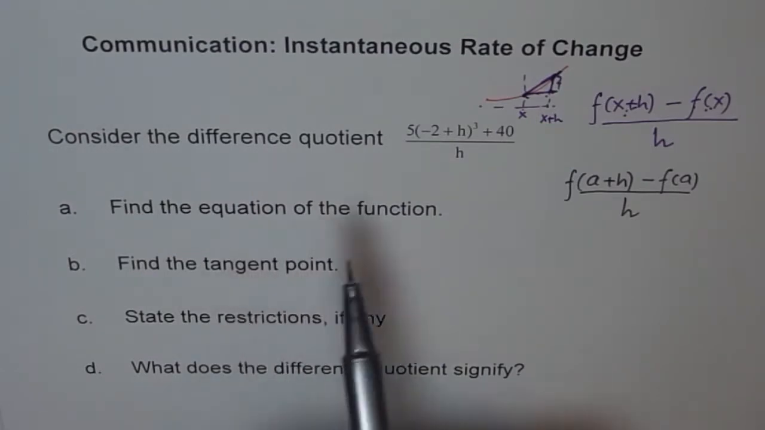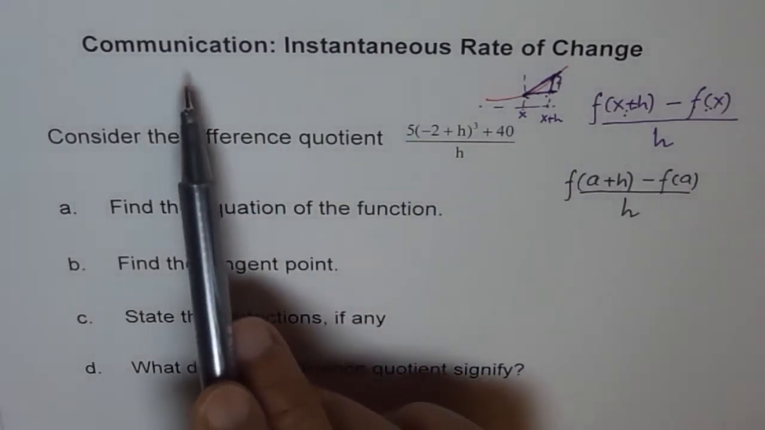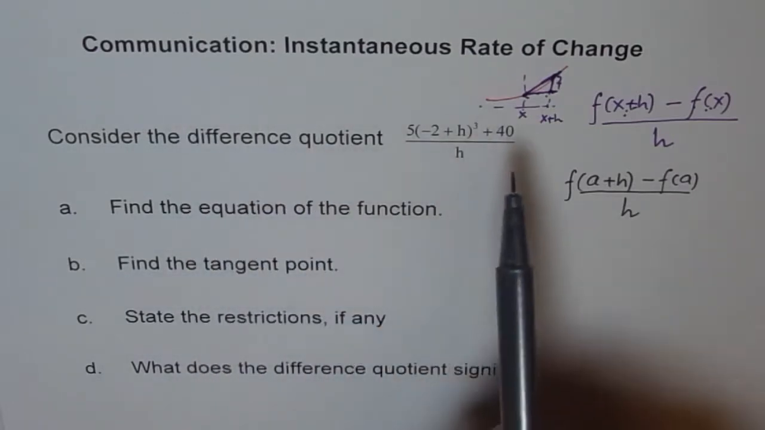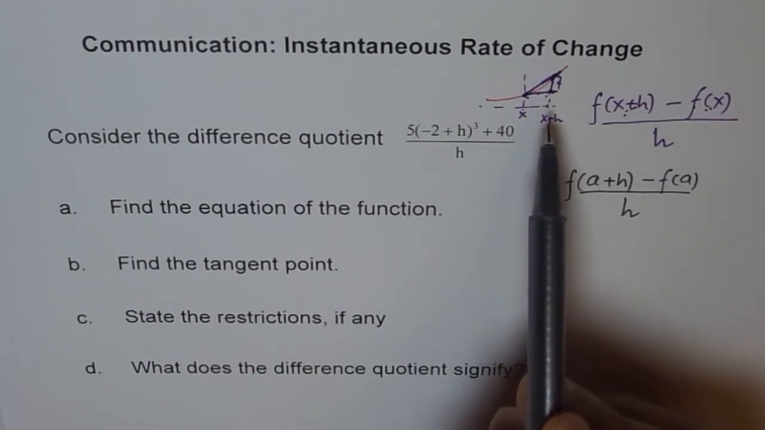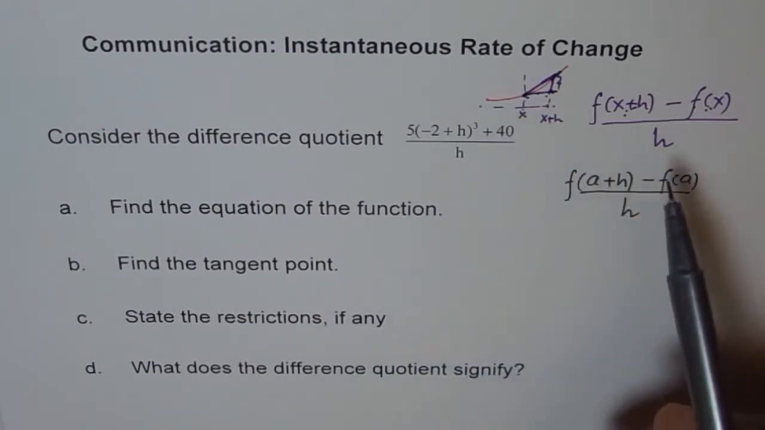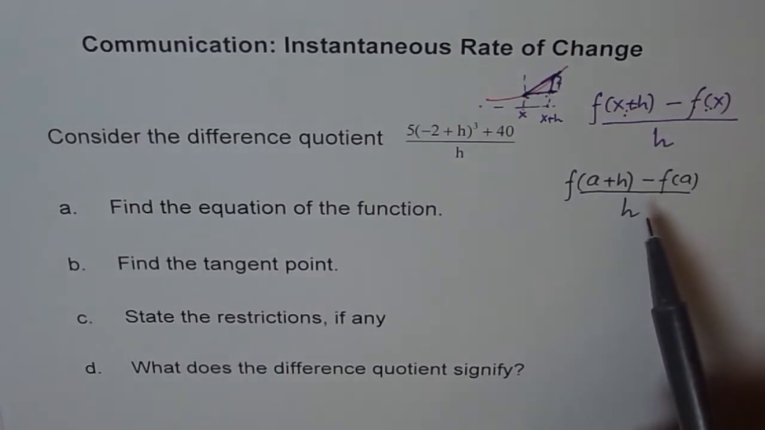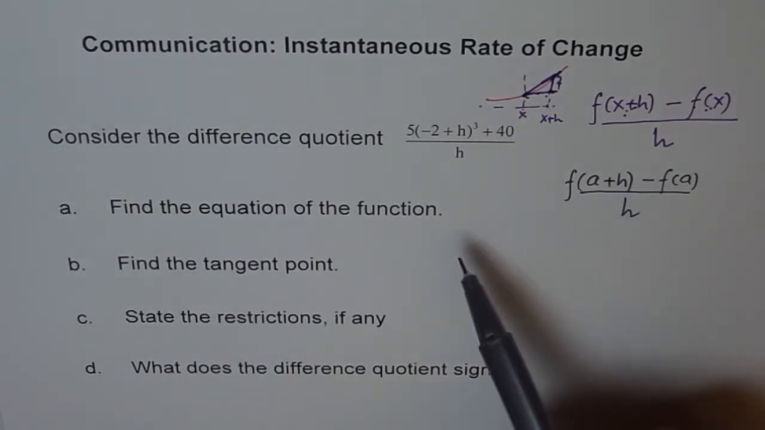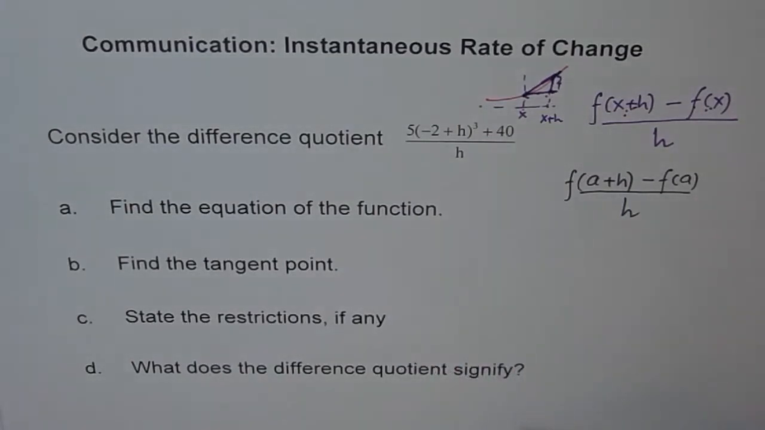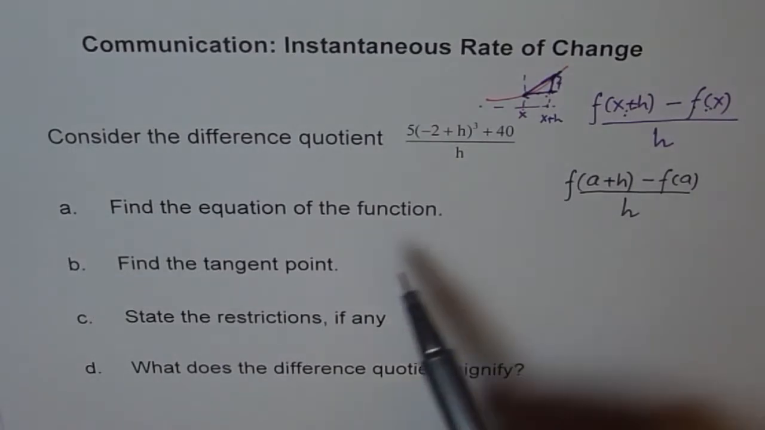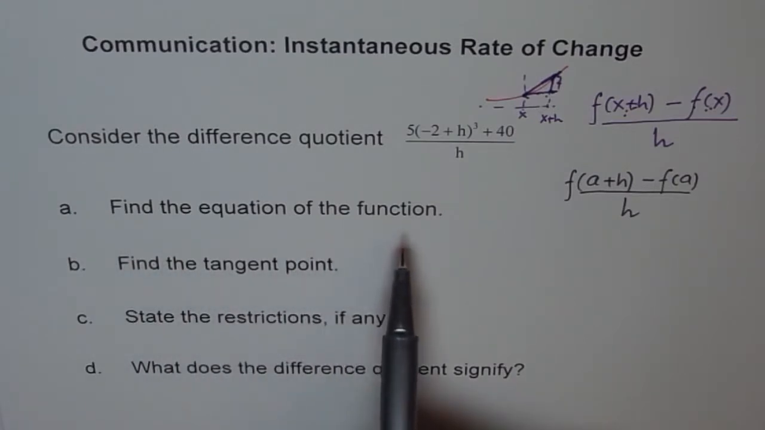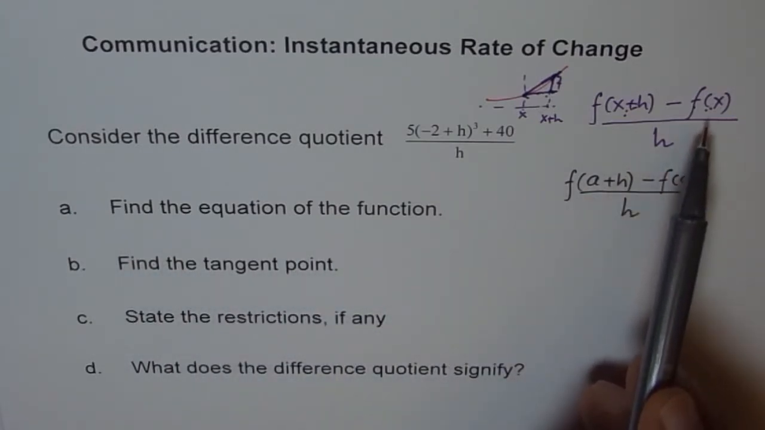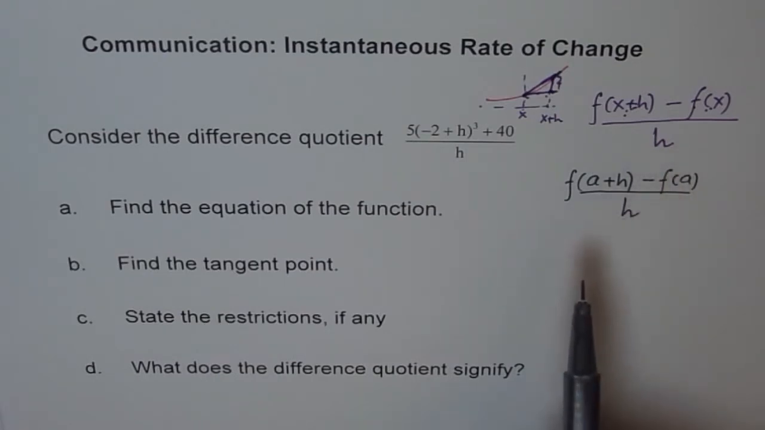So if this problem comes under communication, you should sketch this kind of graph to show what you're trying to do, write down the basic difference quotient equation, and then answer the questions. I hope you understand what I'm trying to say. So, find the equation of the function. That means, what is f(x)? Let's try to answer the questions in a different order.